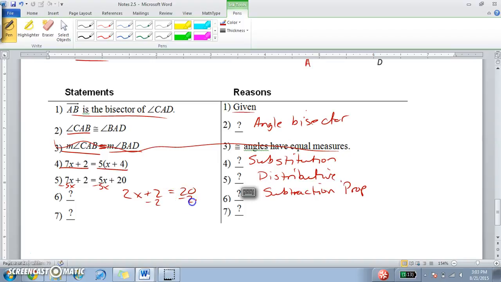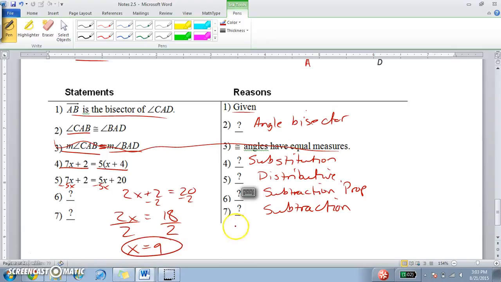Then we would need to subtract the 2 from both sides. So that would again be subtraction. So if we subtract the 2, we've got 2x equals 18. Our last step would be to divide by 2. And we would get what we're trying to prove, x equals 9. So last step, statement 8, reason 8 would be division.